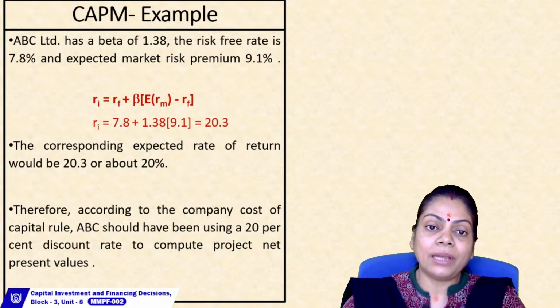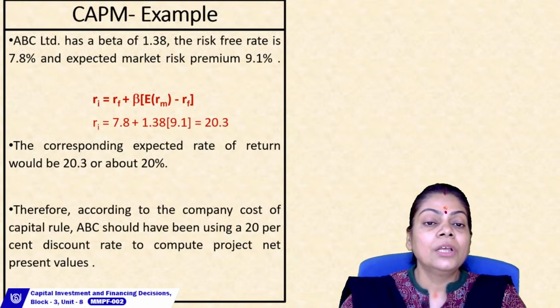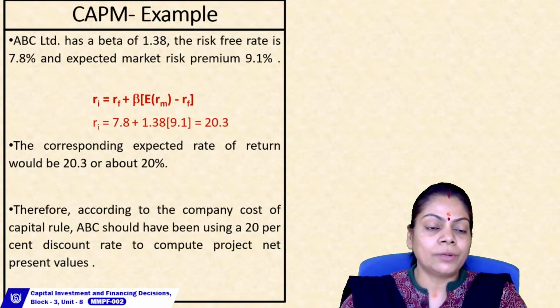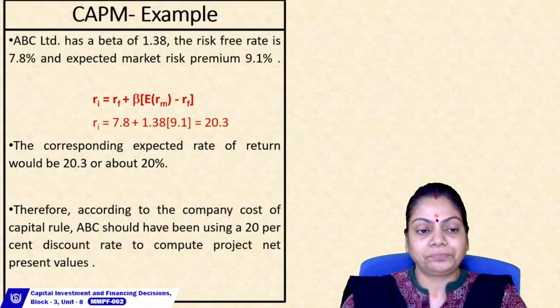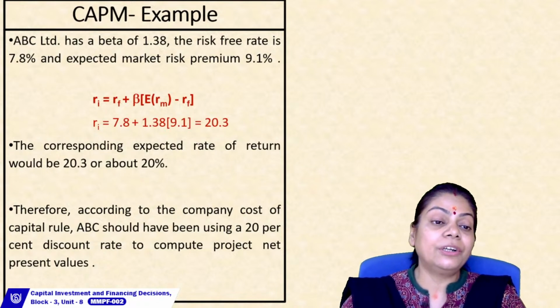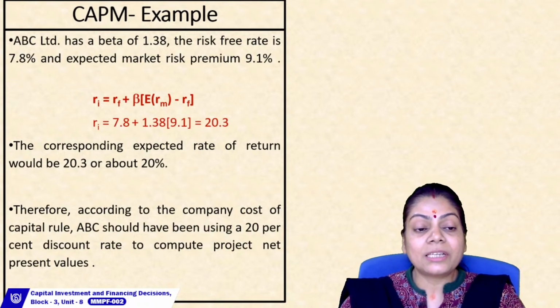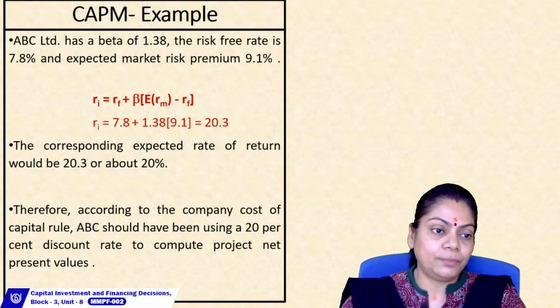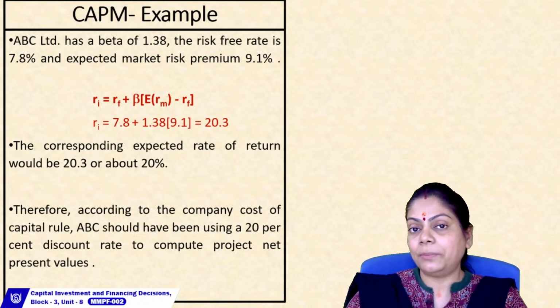That means RM minus the 7.8%, that works out to 9.1%. So the market risk premium is 9.1%. Now, if a company has a beta of 1.38, what will be the expected return on its equity? If we plug in these values of RM, RM minus RF, and the beta of 1.38, we get the expected return to be 20.3%. Meaning the expected rate of return on this particular company's stock is 20.3%.